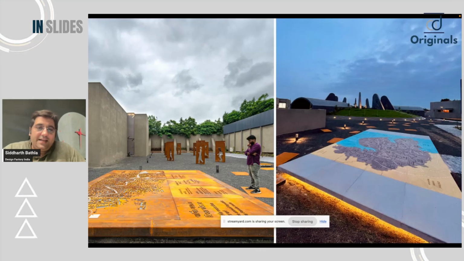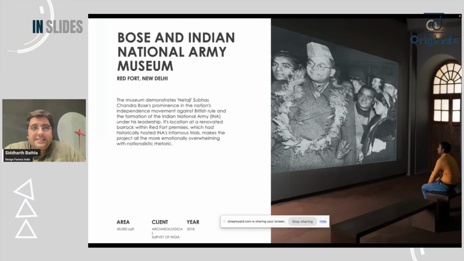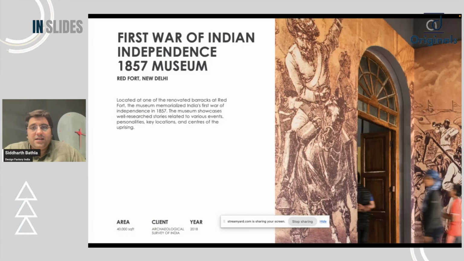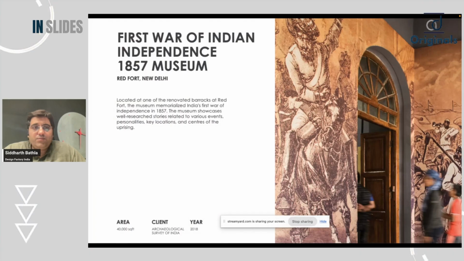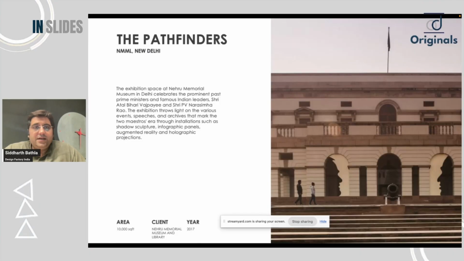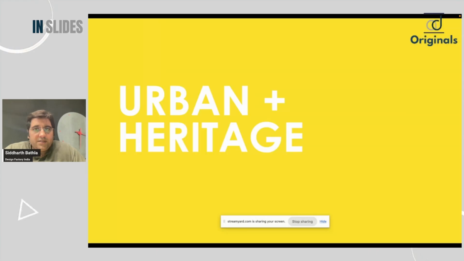It's just not inside. We say a lot of storytelling happens outside also, but a lot of time you have to see the material which we are using. So again, you see a lot of corten steel and concrete which doesn't go anywhere, where people can walk and understand the stories. Then, of course, this is inside. This is the museum inside Red Fort again on Subhash Chandra Bose in 1857. This is a museum which we have done in Delhi at the Nehru Memorial.